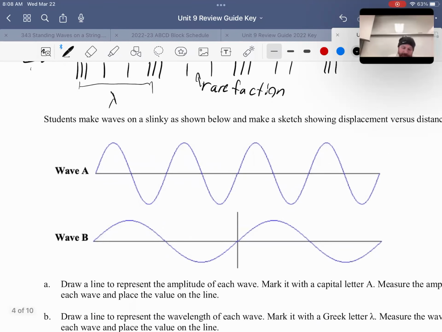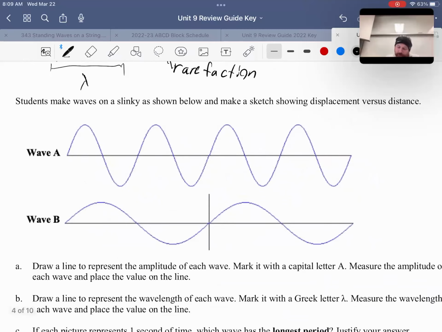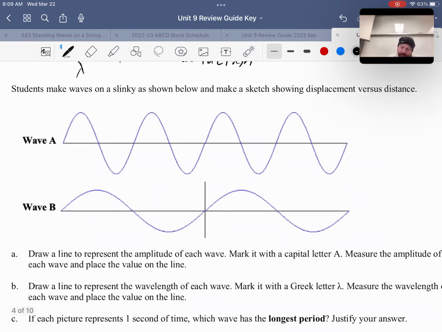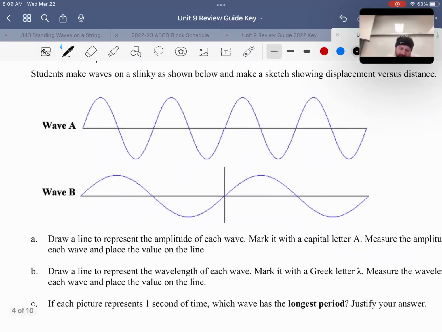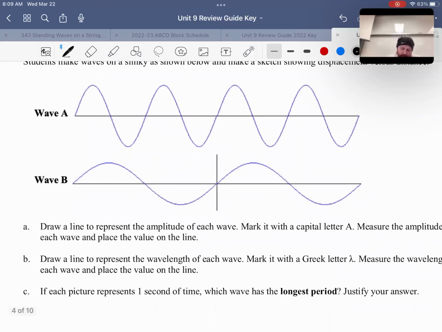All right, next question. Students make 2 different waves as shown below. Wave A looks like it's going up and down, up and down, up and down. B is also going up and down, so they're both transverse waves, but it looks like A's happening faster maybe. All right, anyway, draw a line to represent the amplitude of each wave. So the amplitude is from equilibrium to a crest or to a trough. So those are both amplitudes.